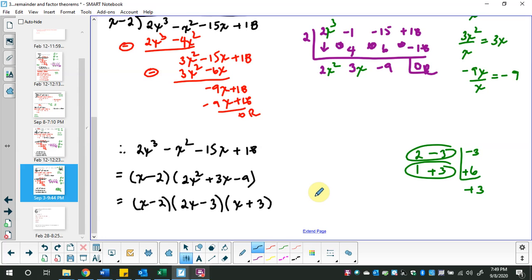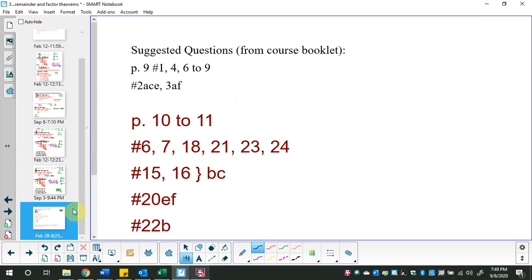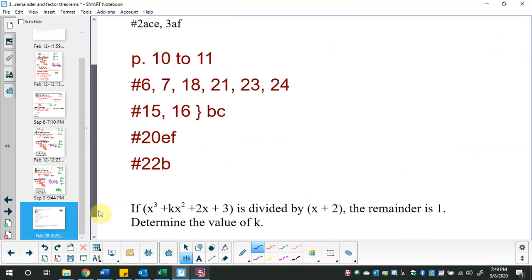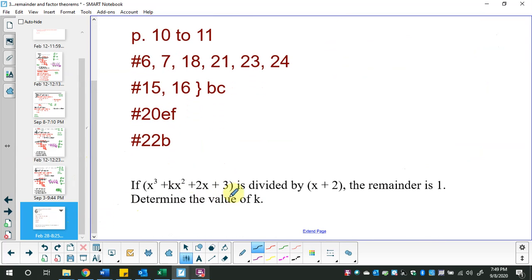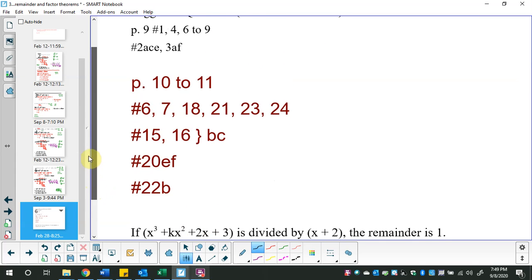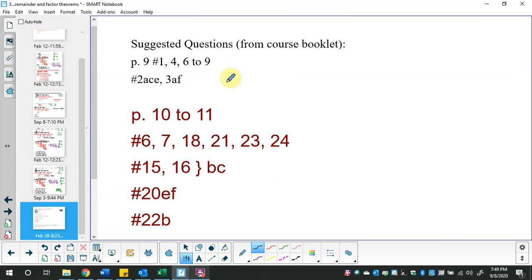I may or may not have gone on to do this question. I'm going to do it after a quick break. This is all the stuff for the remainder and factor theorem. I believe this is the remainder theorem. This is the factor theorem.